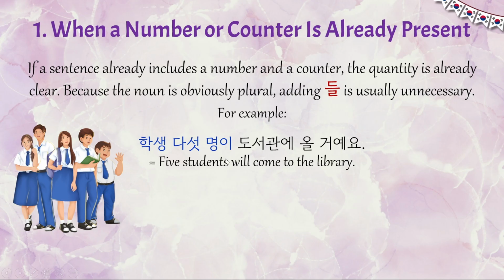So it is clear that we are talking about 5 students and therefore we do not attach 들 to 학생. 학생들 seems unnecessary, right? Because we've already mentioned the specific number of students. Okay, I hope you understand this now. So this is very logical. Once you know the exact number, then there's no need to attach 들 to the noun.